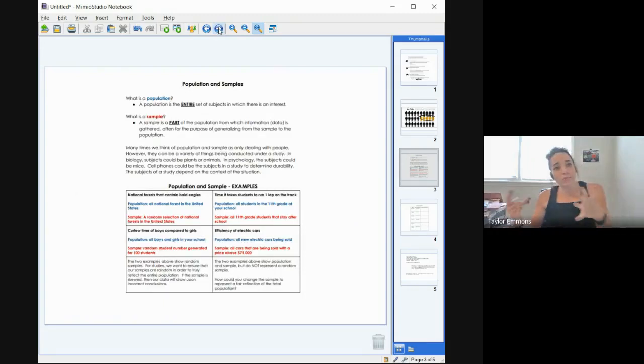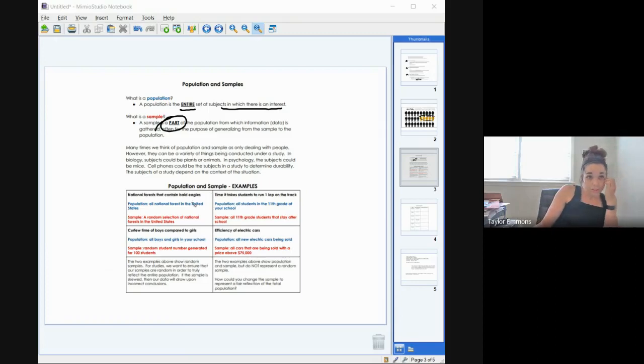Okay, so these are the notes. And this is a continuation of what we were talking about last week. So population is an entire set of subjects in which there is an interest. And then a sample is a part of the population from which the information is gathered. Many times we think of a population and a sample as only dealing with people. However, they can be a variety of things being conducted under a study.